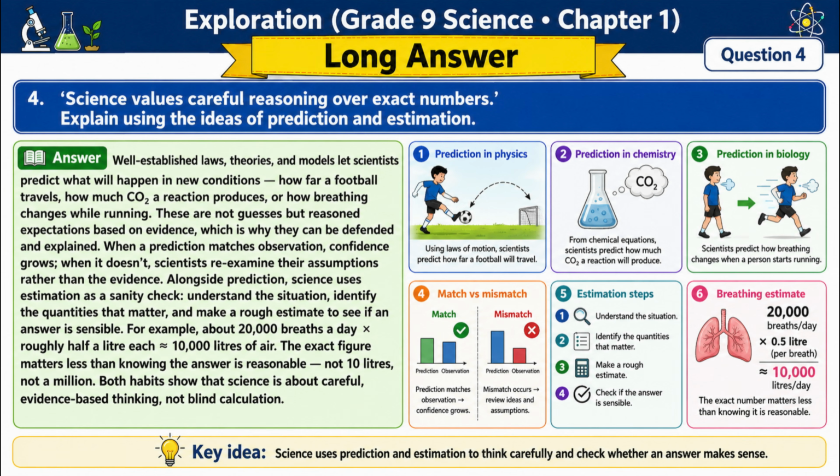When a prediction matches observation, confidence grows. When it doesn't, scientists re-examine their assumptions rather than the evidence. Alongside prediction, science uses estimation as a sanity check. Understand the situation, identify the quantities that matter, and make a rough estimate to see if an answer is sensible. For example, about 20,000 breaths a day times roughly half a litre each, approximately 10,000 litres of air.